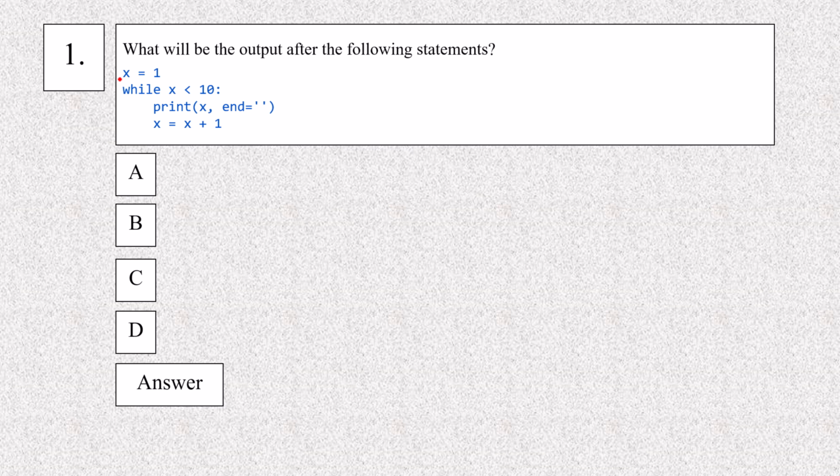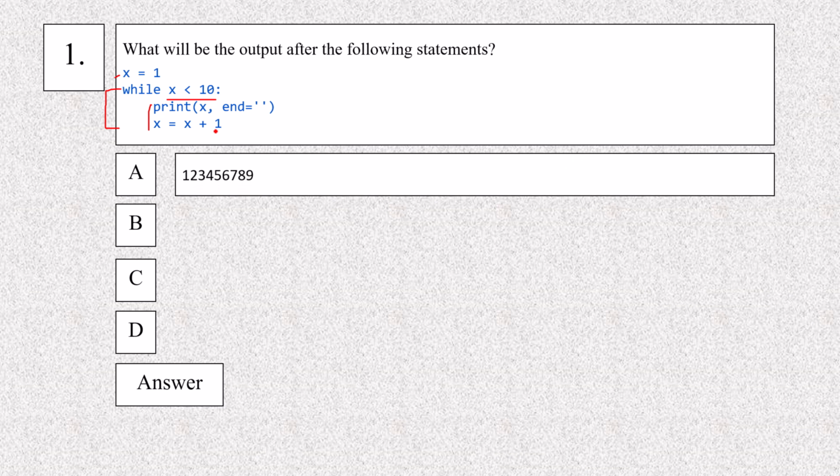In this question, you can see that we have a variable x and we have a while loop, and inside this while loop, we are checking a condition that x is less than 10. If this condition is true, then it will execute these two lines. It will print x and it will increment the value of x by 1. So let's see the options.